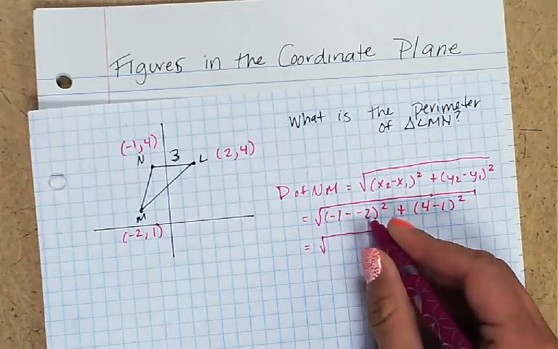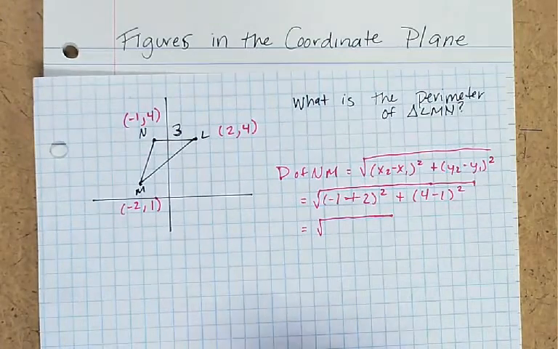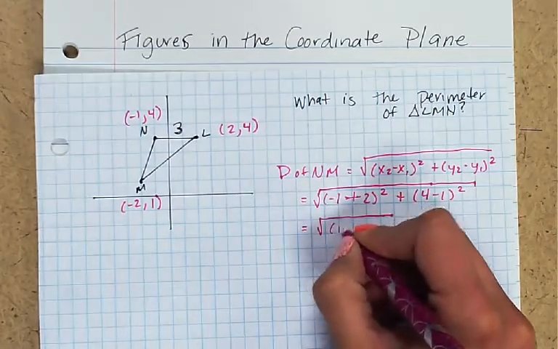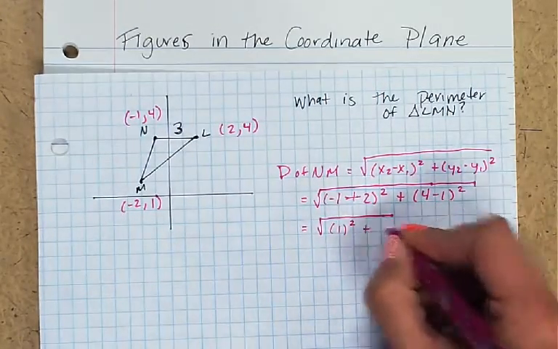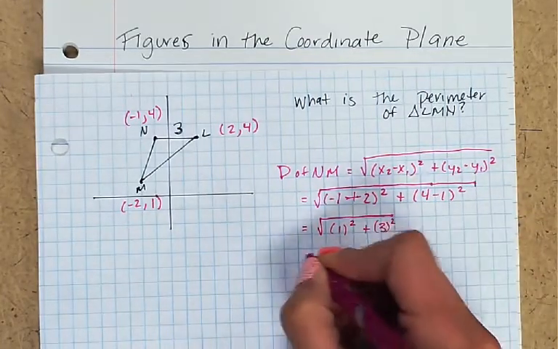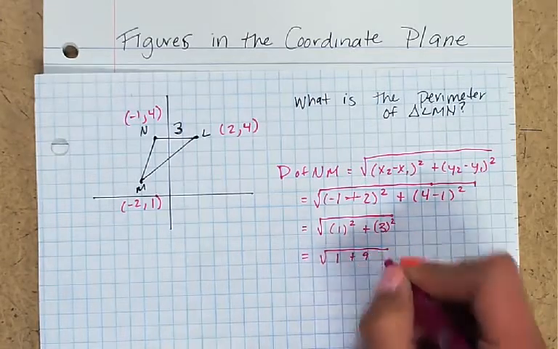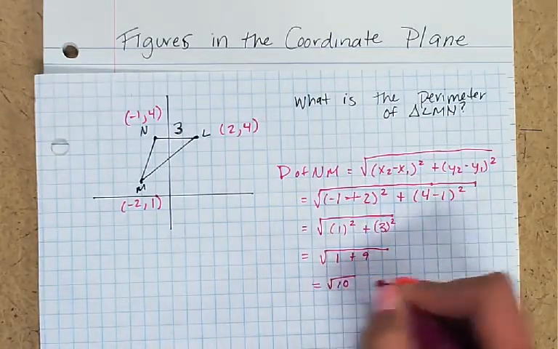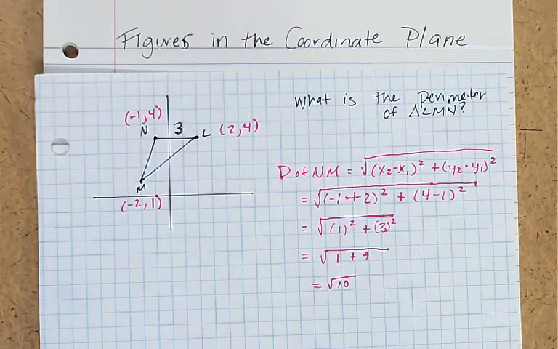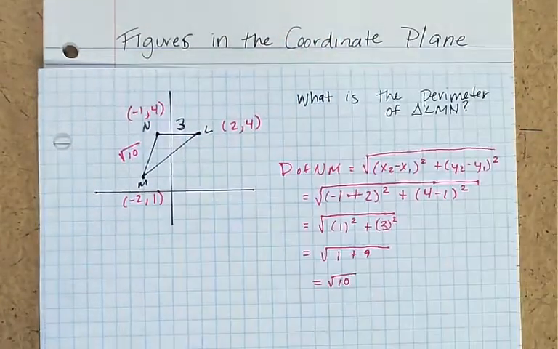So -1 minus -2, remember minus a negative turns it into a positive. So it's really -1 plus 2, so we have 1 squared, plus 4 minus 1 is 3 squared. So 1 plus 9, which is the square root of 10. There are no perfect squares in 10, so we're just going to leave it like that. So this distance here is root 10.